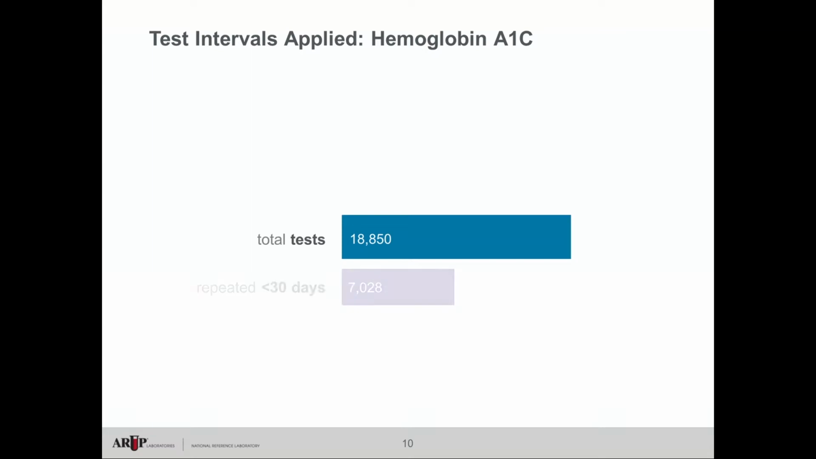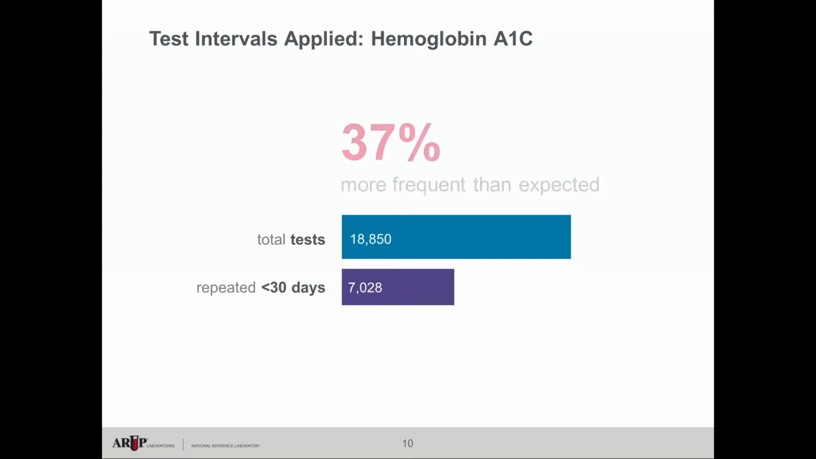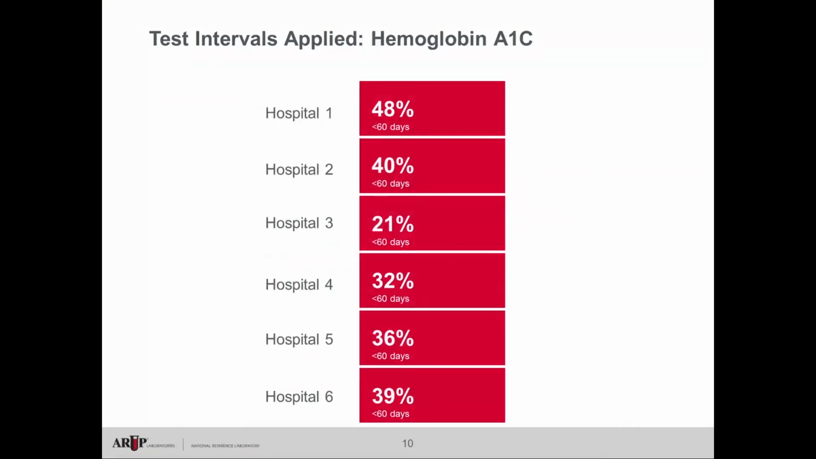The third example we looked at was hemoglobin A1C for diabetes, which is typically needed anywhere from quarterly to annually. But we found that in the system, over a third of the orders were repeated in less than 30 days. And again, although there's a little bit more variability here, not a lot of variability across the different hospitals in the system.